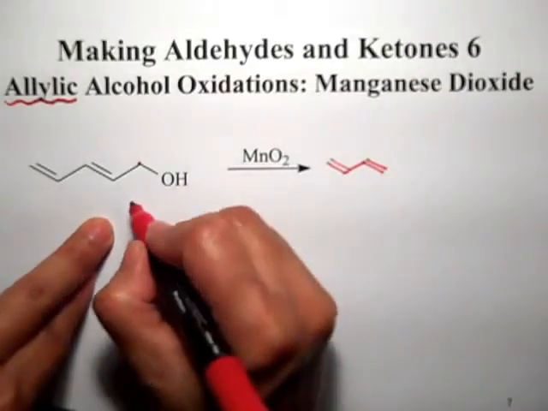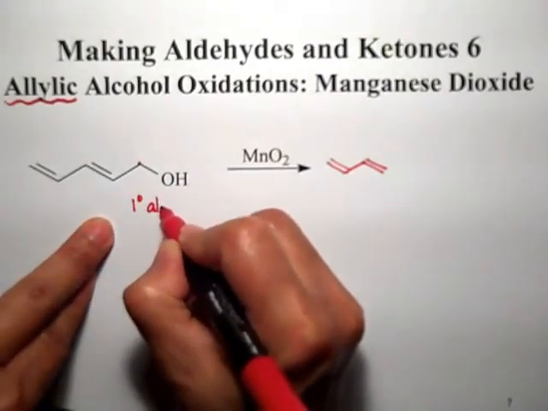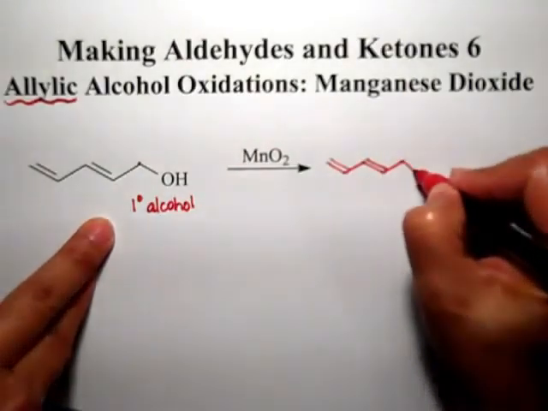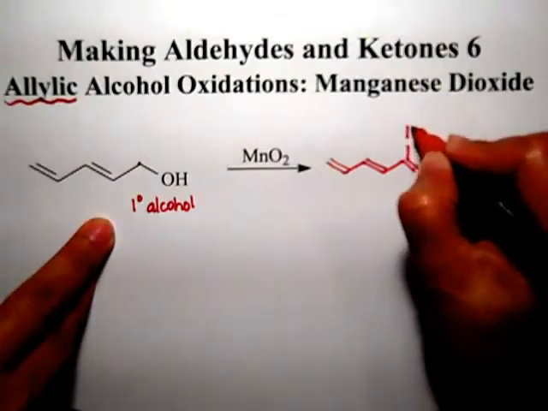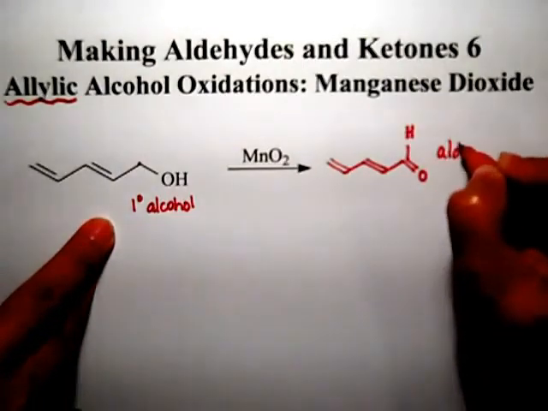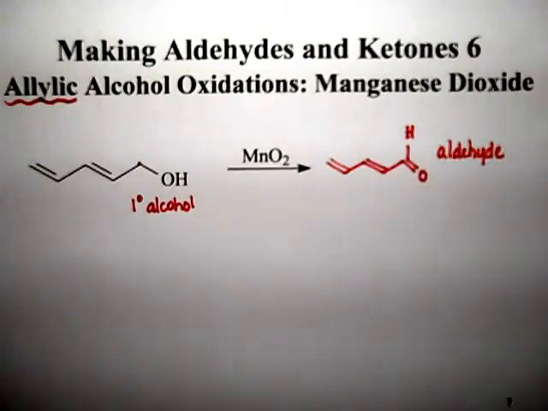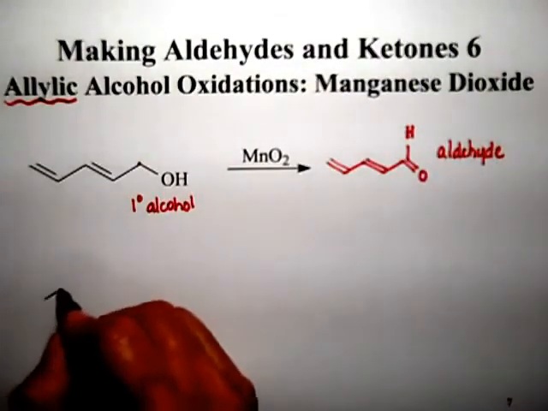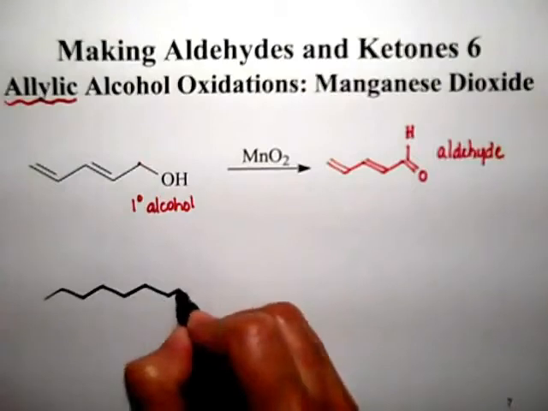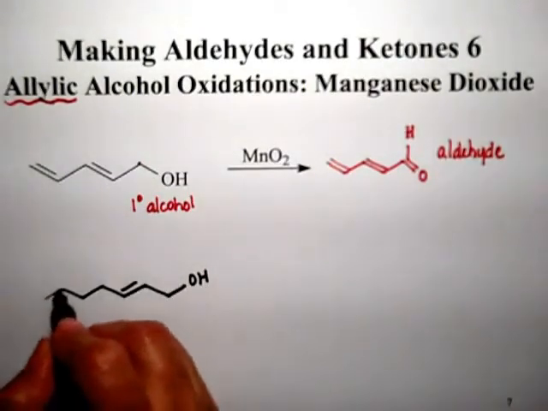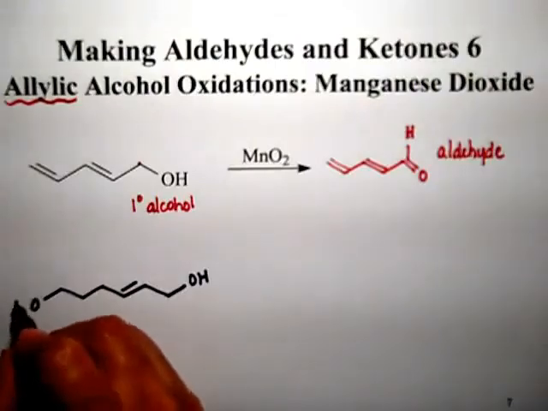And this one happens to be a primary alcohol. And manganese dioxide will oxidize that primary alcohol to the aldehyde. And that's important because we want selectivity. If you happen to have two alcohols, let me just make up another molecule right here.